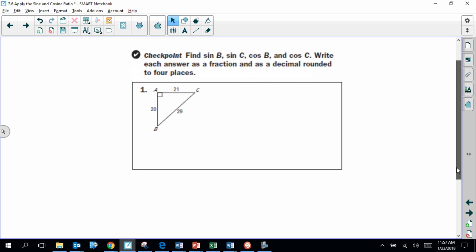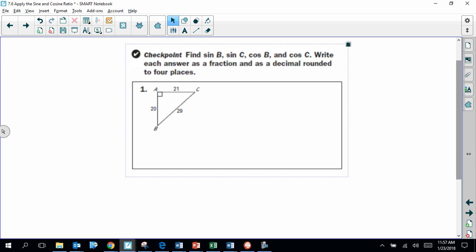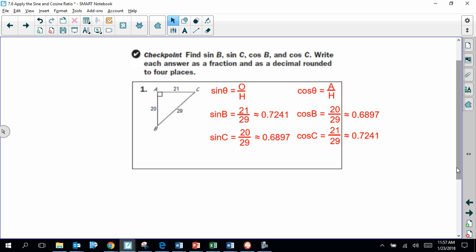All right, hopefully we have a good answer here and see what we come up with. So we're just looking for our 4 ratios here. Sine is just opposite over hypotenuse. So the sine of B in this case is 21 over 29, which is what we would really prefer as our answer. And sine of C is 20 over 29. Cosine of B is 20 over 29. And cosine of C is 21 over 29, making the fact that these two are the same and these two are the same.